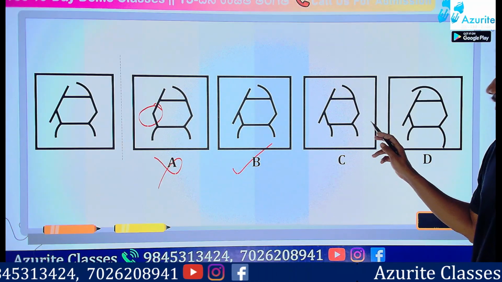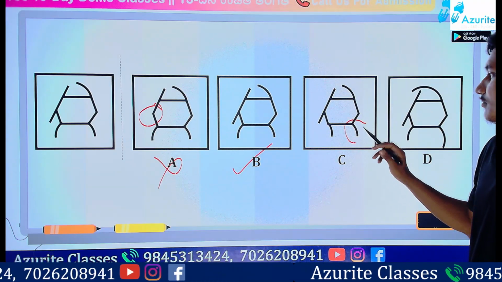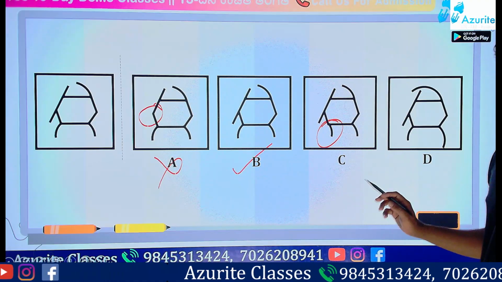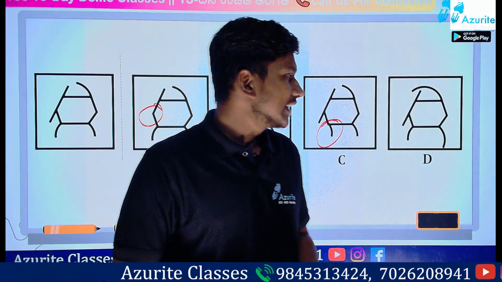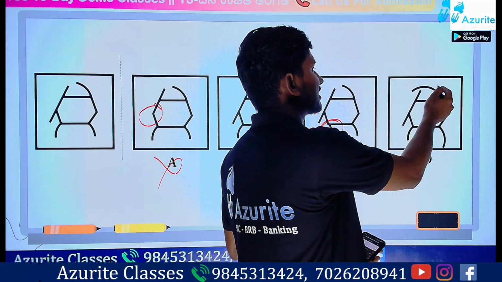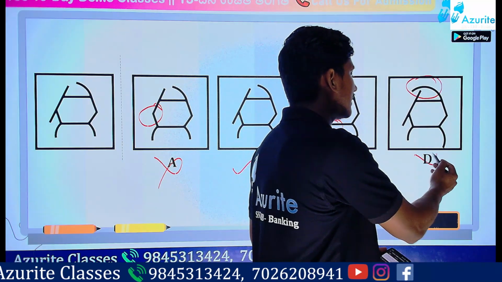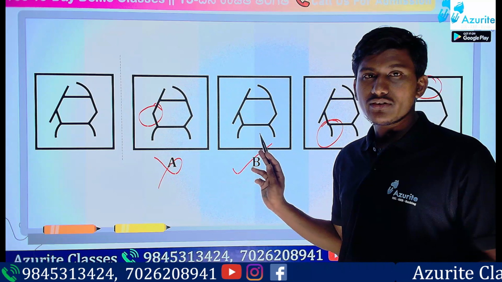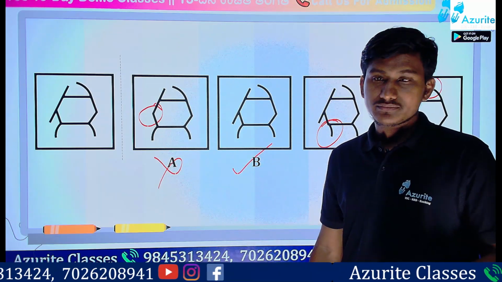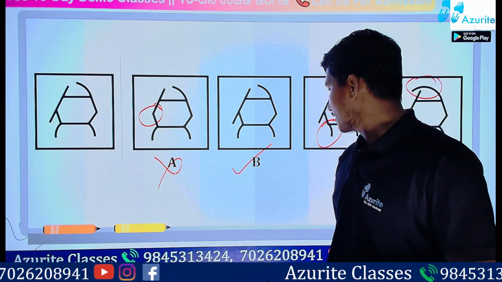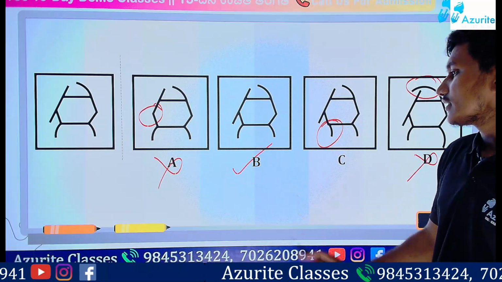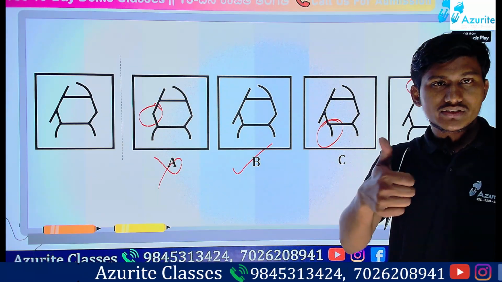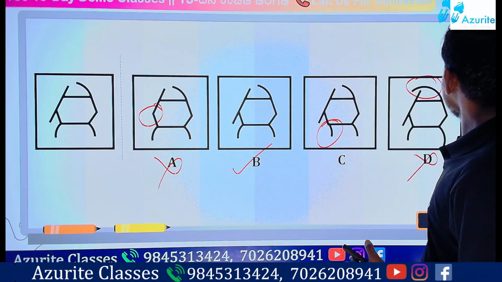C, if you see, this is a different part. So C is not the answer, and in D, this is an extra part, right? So that is why D is not the answer. So the correct answer is B for ball. Okay, now everyone understood? Next question.